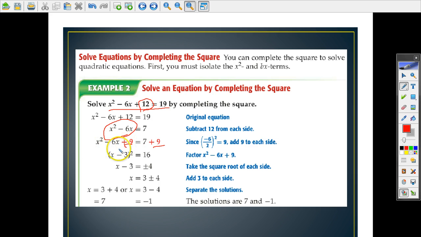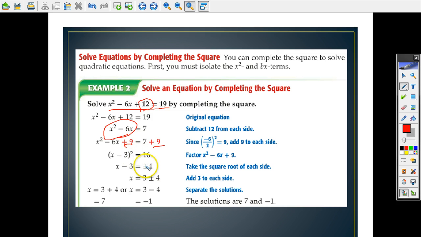So it becomes x minus 3 in parentheses squared. 7 plus 9 is 16. This is where you get rid of the square. So now you have x minus 3. Get rid of that square by taking the square root of 16. The square root of 16 is 4.